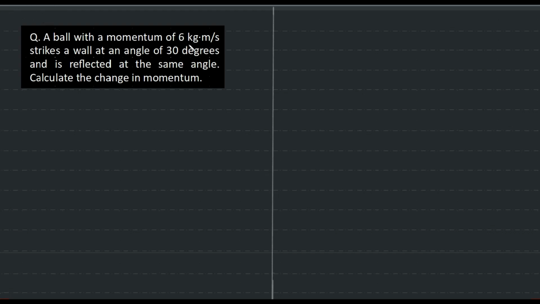A ball with a momentum of 6 kg meter per second strikes a wall at an angle of 30 degree and it reflects at the same angle. Calculate the change in momentum. Okay, so we'll assume that there's no energy lost and everything remains the same. Let me explain what I mean.